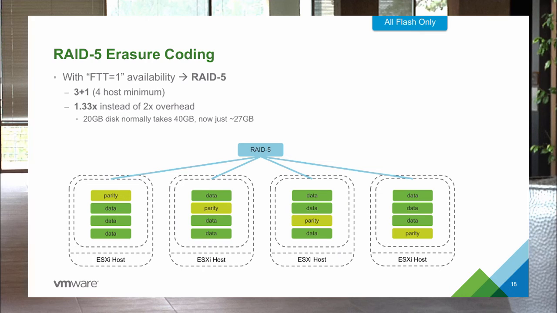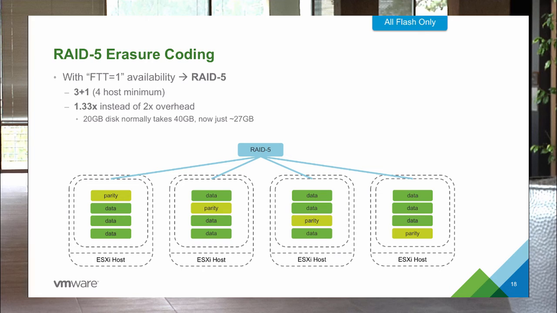Sometimes RAID 5 and RAID 6 over the network could also be referred to as erasure coding. In this case, RAID 5 requires 4 hosts at a minimum since it's going to use a 3+1 logic. With 4 hosts, one can fail without any data loss. This results in a significant reduction of required disk capacity because you're going to be spreading it out across a significantly larger number of hosts. Normally, a 20 gig disk would require 40 gigs of disk capacity, but in the case of RAID 5 over the network, the requirement is only about 27 gigs.